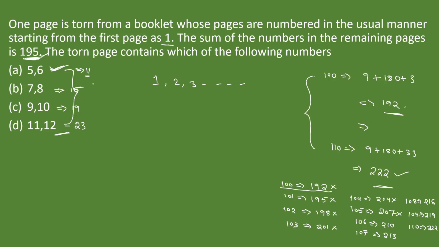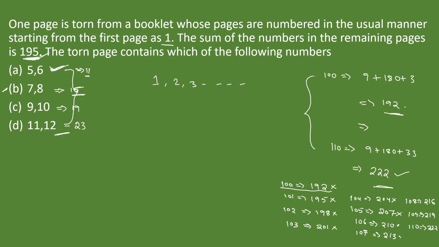210. If I subtract 11 from 210, what does it become? 199. No chance. If I subtract 15 from 210, it becomes 195. So there is a chance. I'm not saying this is my final answer. For the time being, there is a chance. Similarly, 210 minus 19, not possible. 210 minus 23, not possible. Okay. For 210, we have one chance.